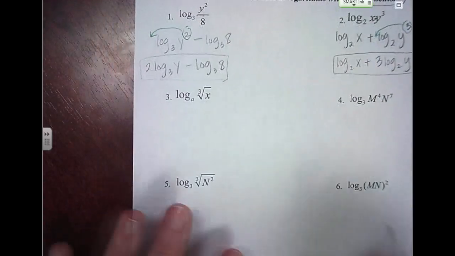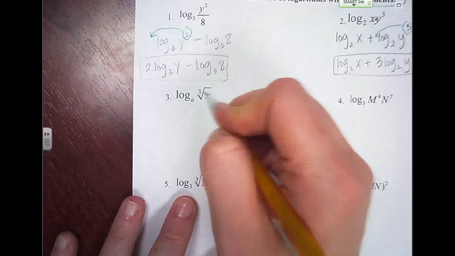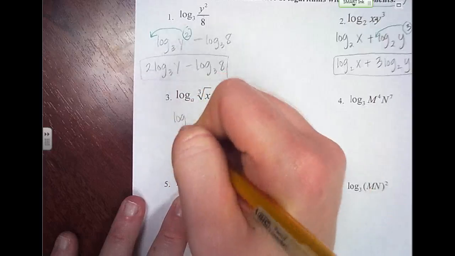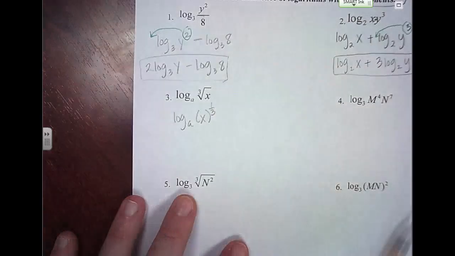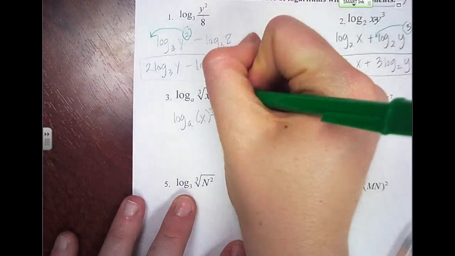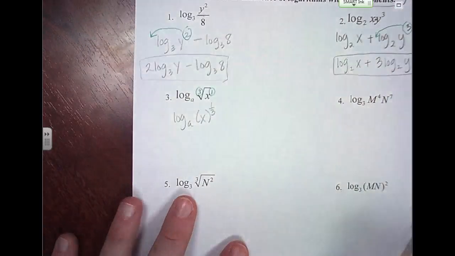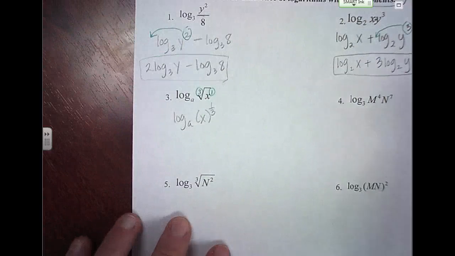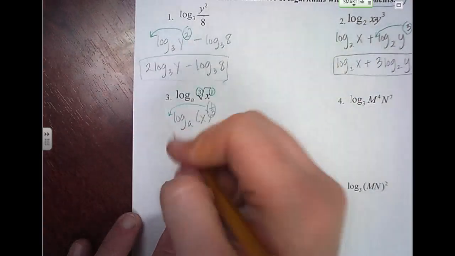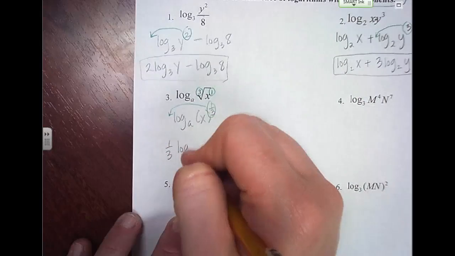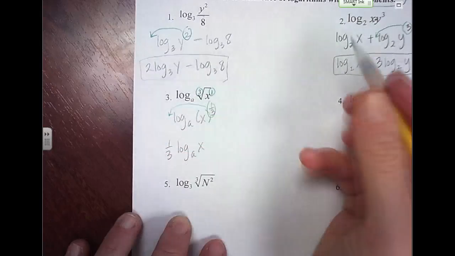Number 3, okay, we've got this weird square root here, or this cube root. So first thing we want to do is change that to a 1/3 power. Remember, there's a 1 as an exponent on the inside and a 3 on the outside. So now I have a power I'm going to bring in front of the log. So 1/3 log a of x.